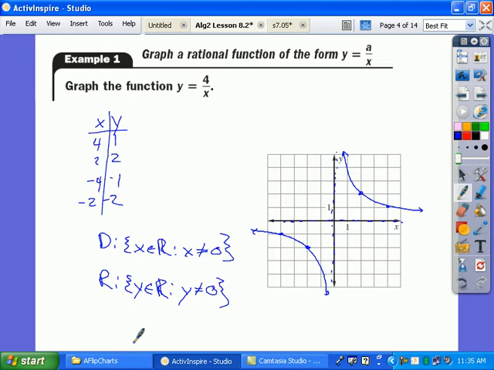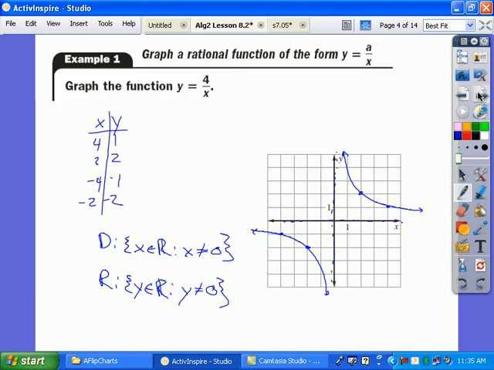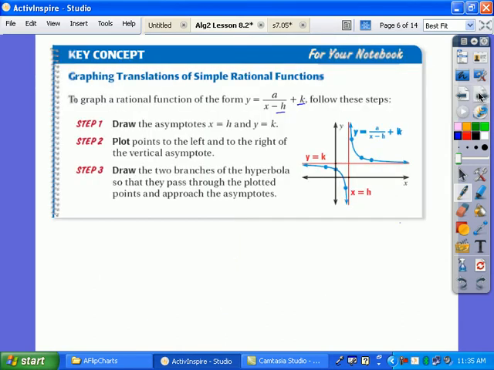Okay. So now let's build on this, right? So this is our parent function. This is a slightly modified version. We won't give it any name of how it's transformed. We'll just say it's slightly modified. But we can talk more about transforming these graphs. Okay? And so in this format, I see y equals a over x minus h plus k.